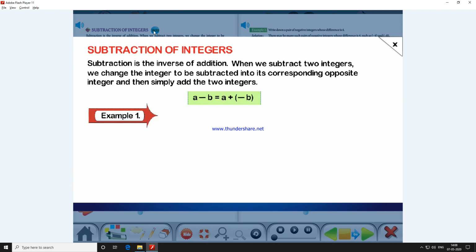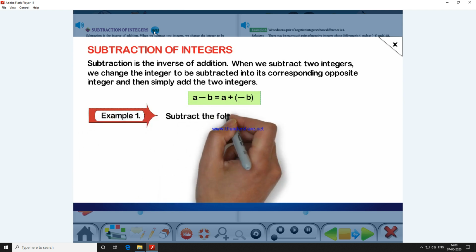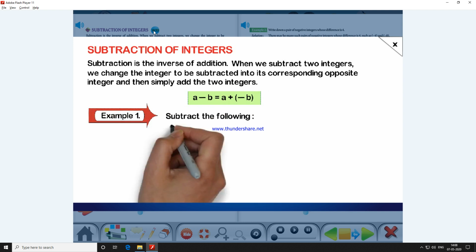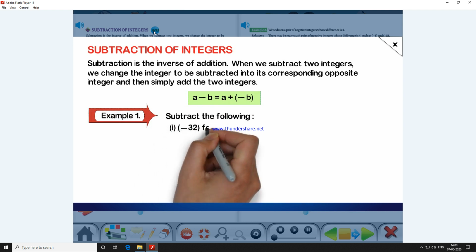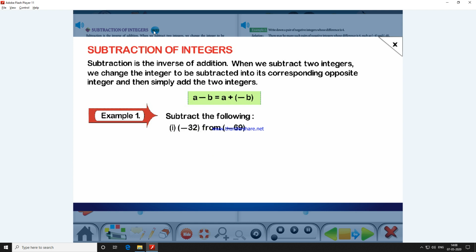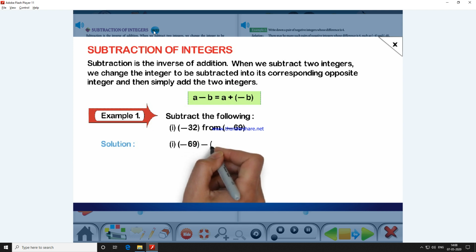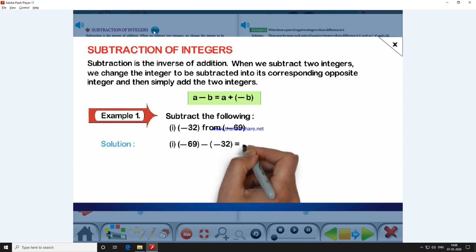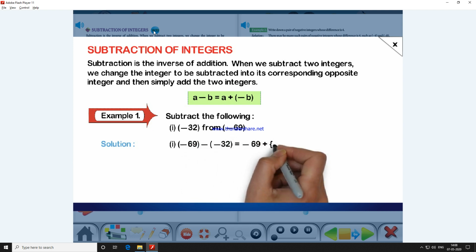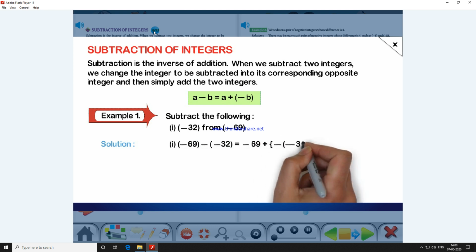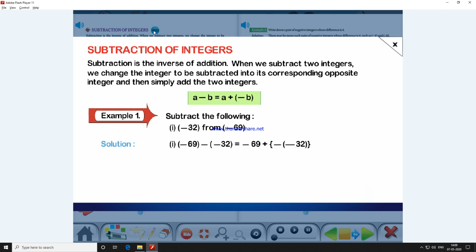Example 1. Subtract the following. 1. Minus 32 from minus 69. Solution. Minus 69 minus minus 32 equals minus 69 plus open curly bracket minus minus 32 close curly bracket equals minus 69 plus 32 equals minus 37.